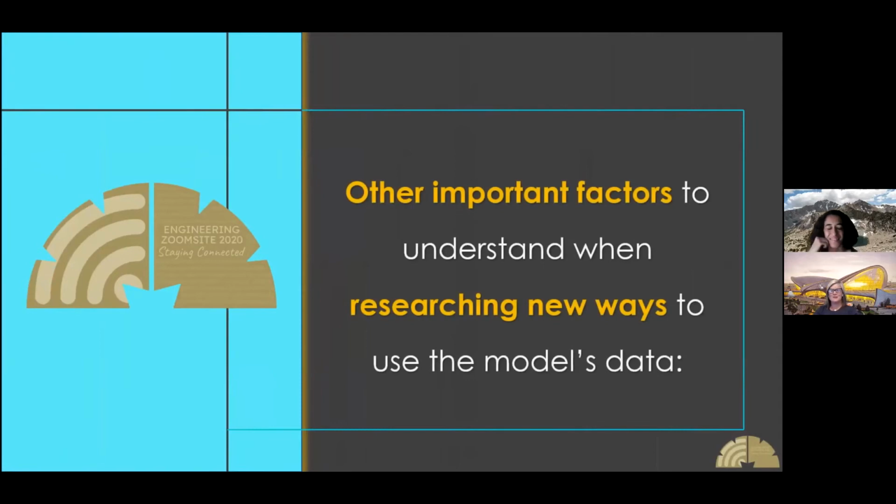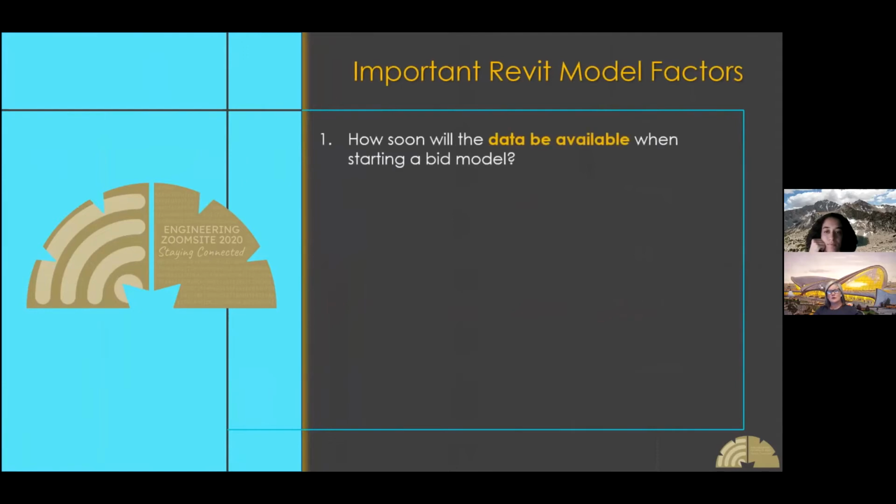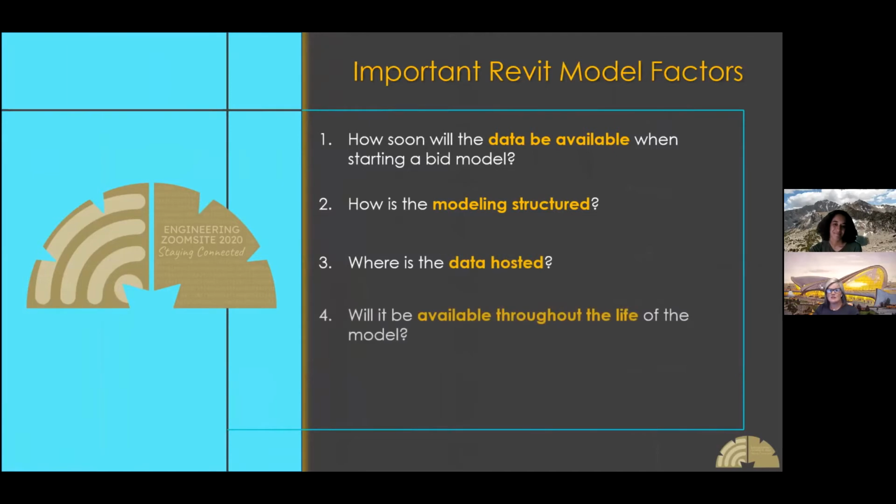There are other important things to understand when researching new ways to get to that Revit data. So how soon will the data be available when you're starting a bid model? How is the modeling structured? These are all things that they're going to have to understand. Where is the data hosted? Will it be available throughout the life of the model? And then narrowing down which data you actually need to get your analysis going.